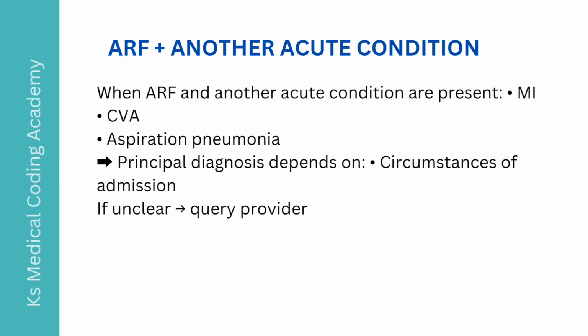ARF with another acute condition. When acute respiratory failure occurs with another acute condition such as myocardial infarction, cerebrovascular accident, or aspiration pneumonia, the principal diagnosis depends on the circumstances of admission. If documentation is unclear, query the provider.